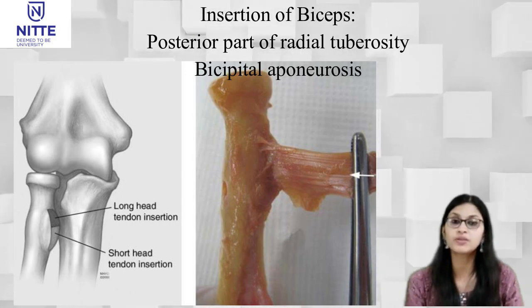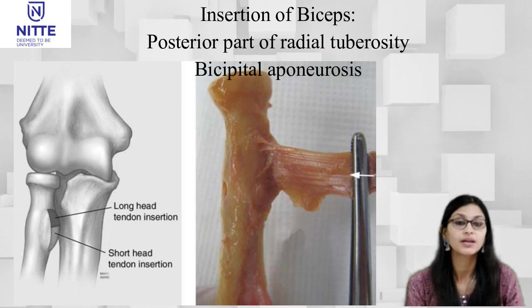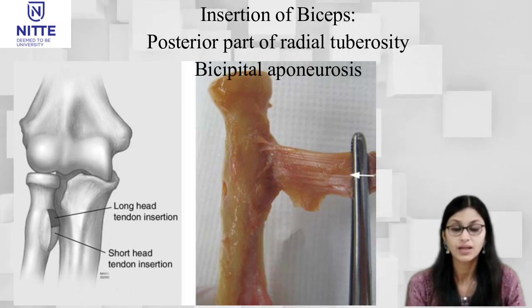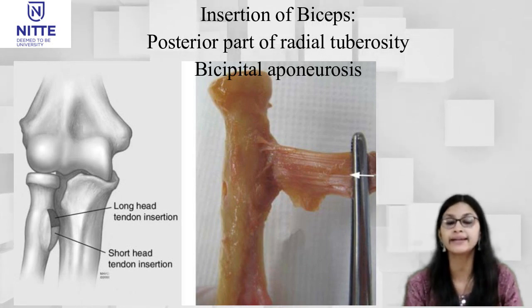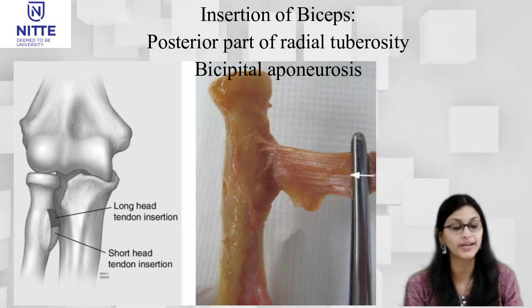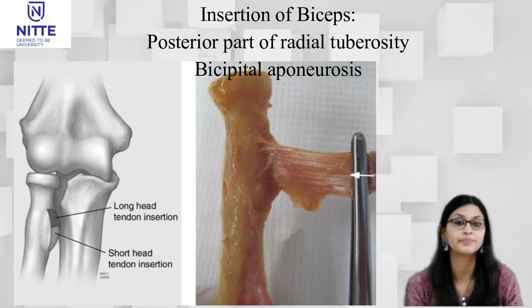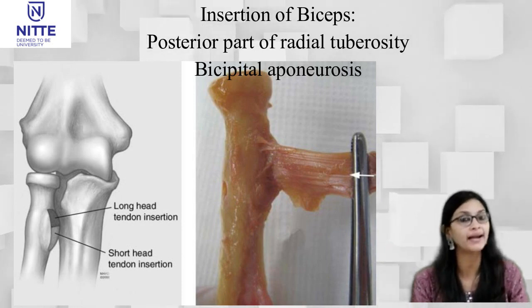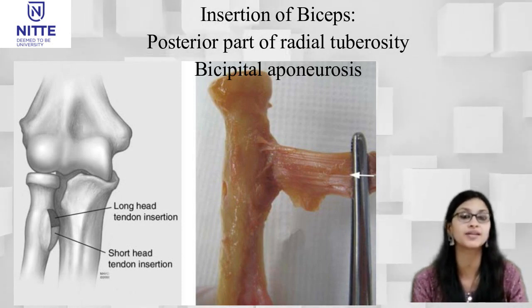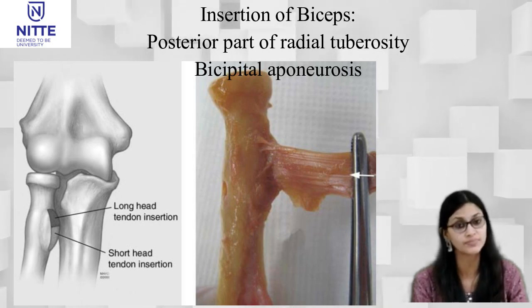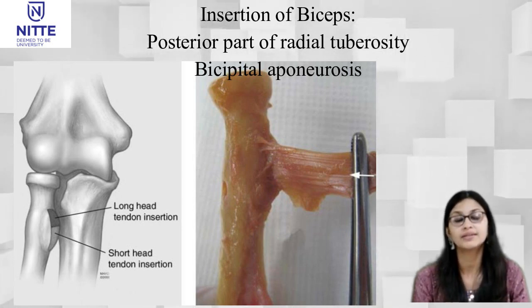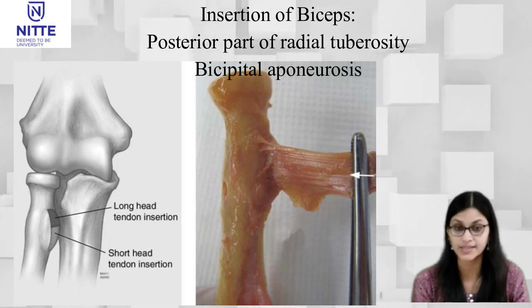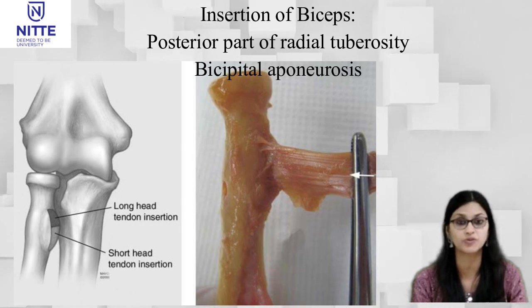Insertion. Both the short and long heads unite to form a single muscle. Then it forms a tendon that passes across the cubital fossa as a content of it. But this tendon twists so that the anterior surface becomes the lateral surface and the posterior surface becomes medial. The tendon is inserted to the posterior part of the radial tuberosity where a bursa is present, separating it from the bone.